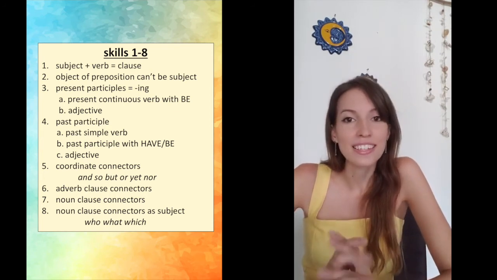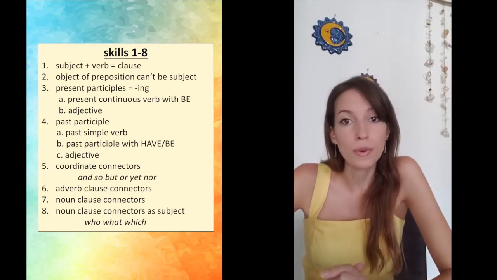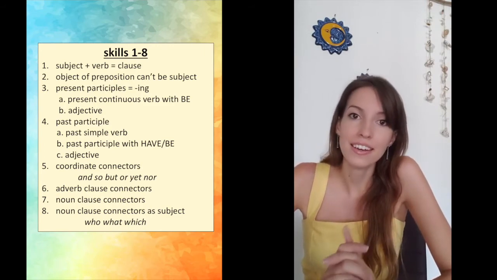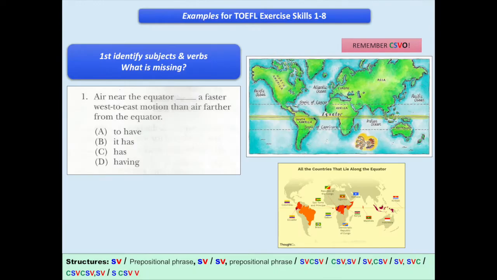All right, so let's get started on our activity. We'll do 3 examples together, and then it's your turn. So remember, on this part of the exam, the very first thing you need to do is identify the subjects and the verbs and decide what is missing. This sentence starts with a subject, air, but does not have a verb. So we need an answer with only a verb.